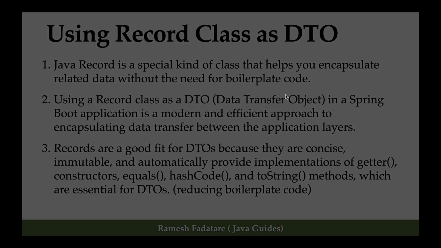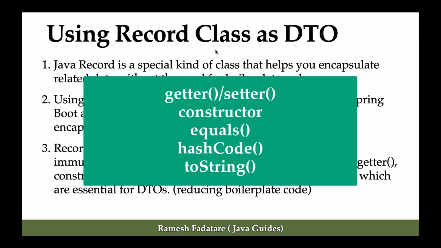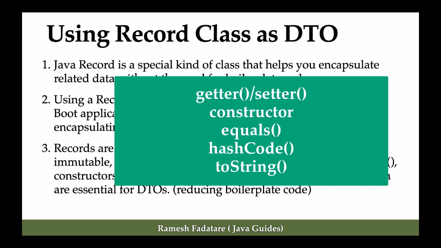The record class is basically a special kind of class that helps you encapsulate related data without the need for boilerplate code. It means once we create a record class, the Java compiler will automatically generate getter methods, setter methods, constructors, equals, hashCode and toString methods. In a normal Java class, we have to manually create all this boilerplate code, right? But the Java record class tells the Java compiler to automatically generate all this boilerplate code.